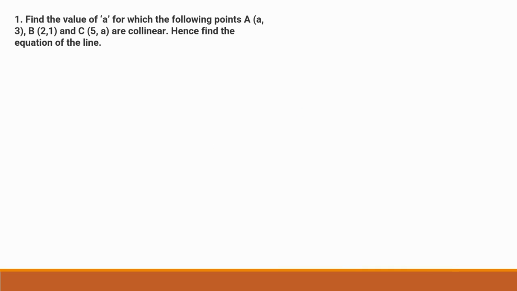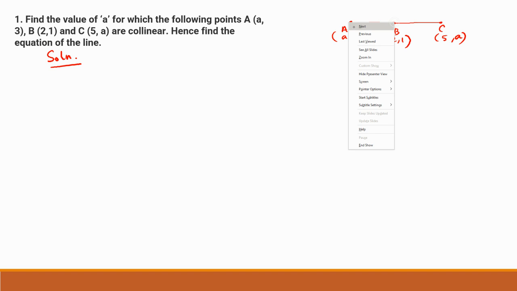So it's saying find the value of a for which the following points A (a, 3), B (2, 1), and C (5, a) are collinear. Hence find the equation of the line. Okay, so basically it is saying we have to prove that these 3 points A (a, 3), B (2, 1), and C (5, a) are collinear. Basically that means they lie on the same line. Okay, this is collinear. They lie on the same line.